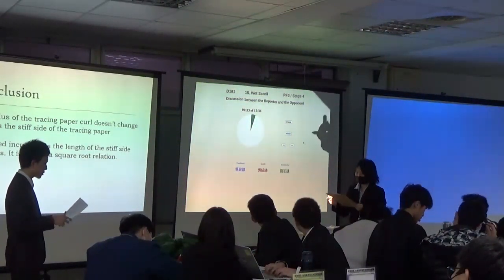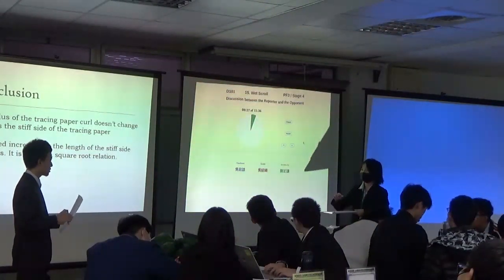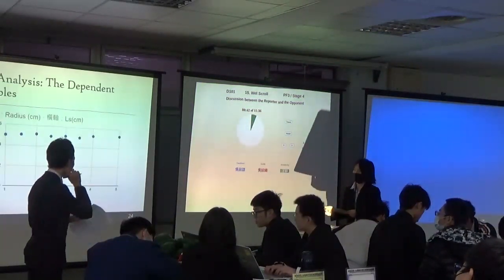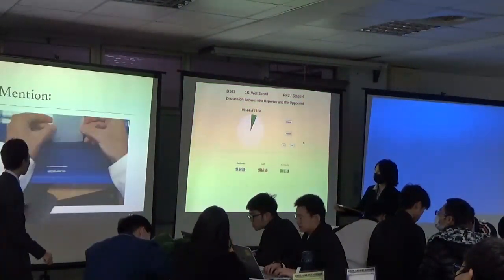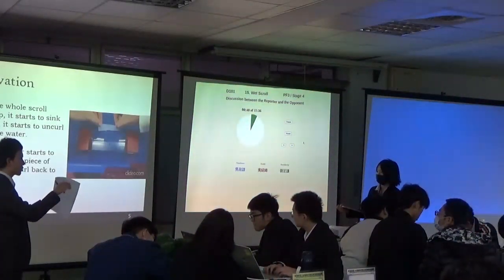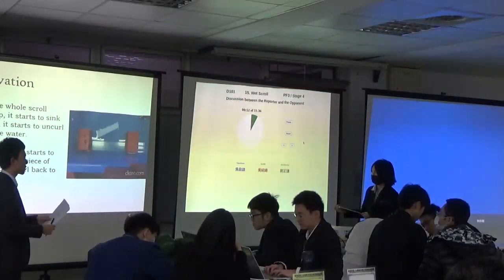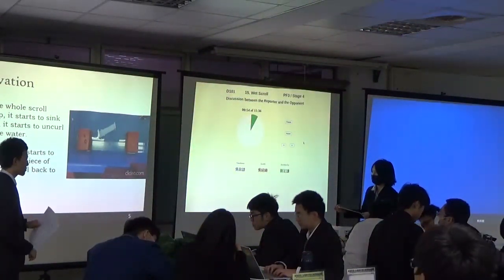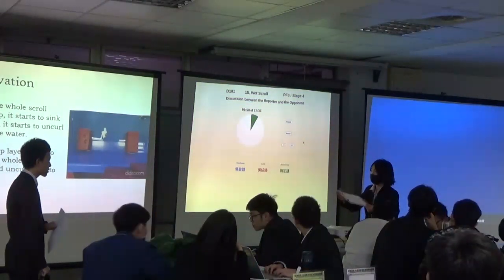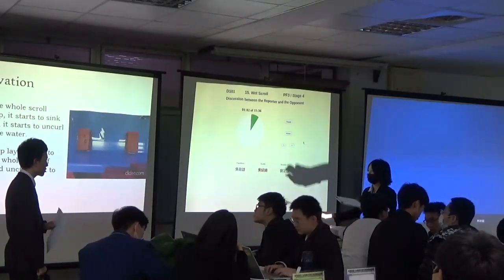Okay. And next, do you think the tracing paper will always float on the water surface, or will it drop down? I think from the observation at the very start, once the water starts to penetrate through the whole tracing paper, the tracing paper will start to sink inside the water, and then it will uncurl. I mean, will it always float on the water surface, or will it drop down to the bottom of the container?